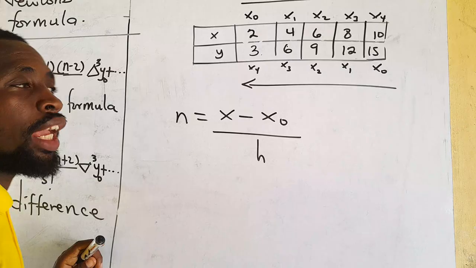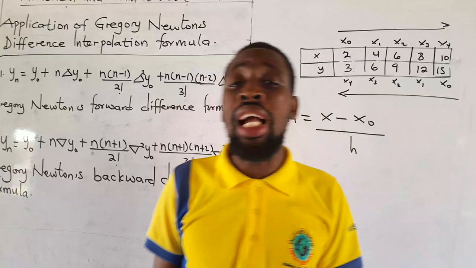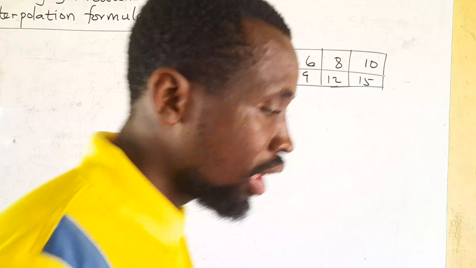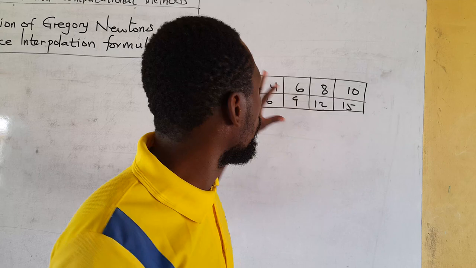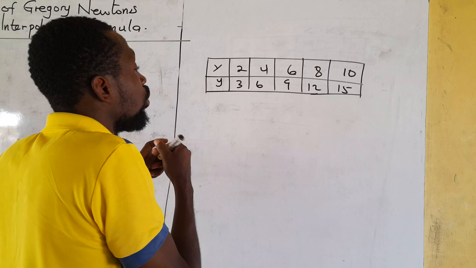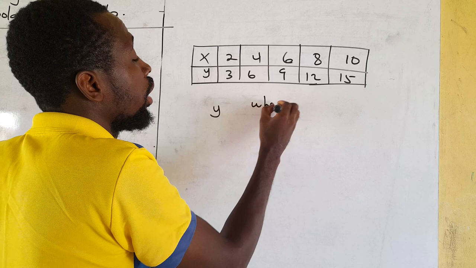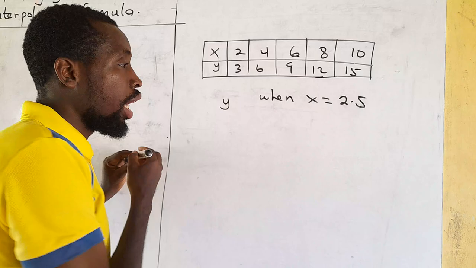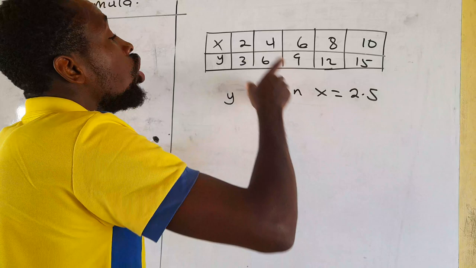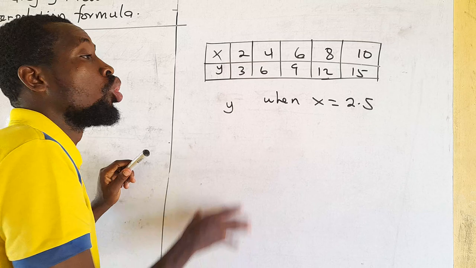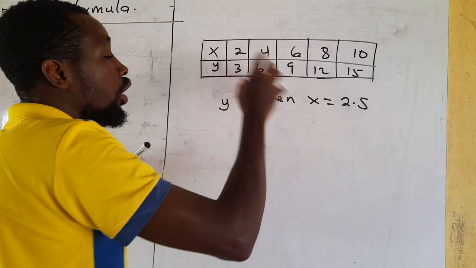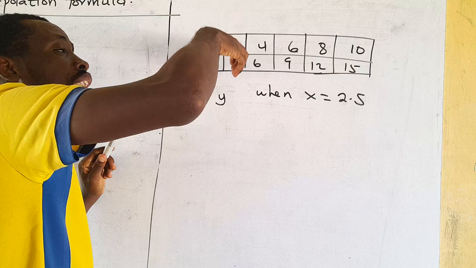Now we take some sample questions and see how we can apply Gregory Newton's forward difference and backward difference interpolation formula to solve them. How will you know if a question demands a forward difference formula or a backward difference formula? Let's say we have the values of x and y given in a table, and we are asked to find y when x is, let's say, 2.5. You realize that 2.5 occurs at the beginning of the table, so we use the forward difference. We use the forward difference when the value we are asked to find is at the beginning of the table.